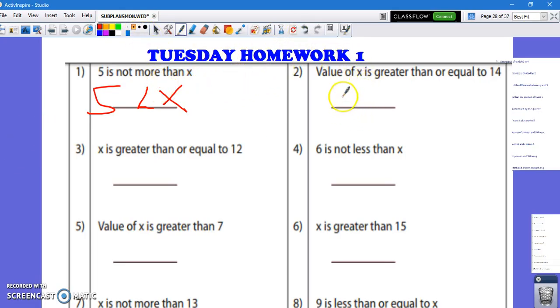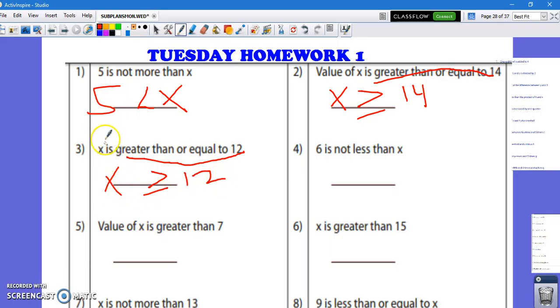Let's go over here to number 2. Value of x is greater than or equal to 14. Well, let's take care of the greater than or equal to part. Greater than or equal to value of x. So it'll look like this. x is greater than or equal to 14. And notice it'll either say x or value of x. It just means the same thing, the variable x.